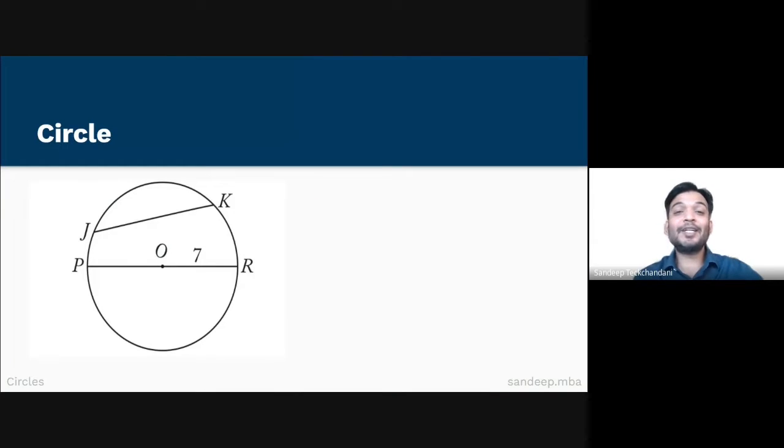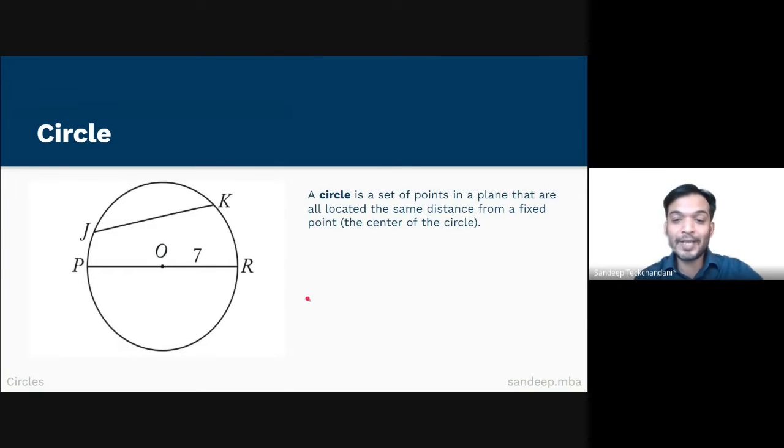A circle is a set of points in a plane that are all located the same distance from a fixed point that is the center of the circle. For example, the figure shown over here is a circle because it is a set of points in a plane that are all located at the same distance of 7 units from the center O of the circle.